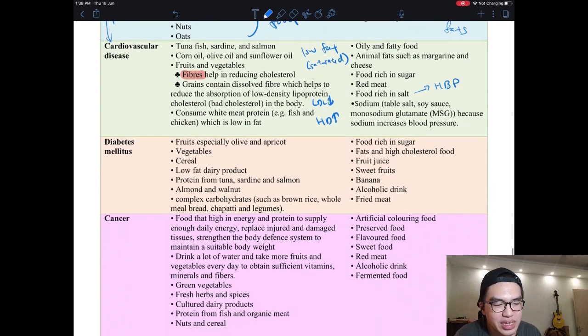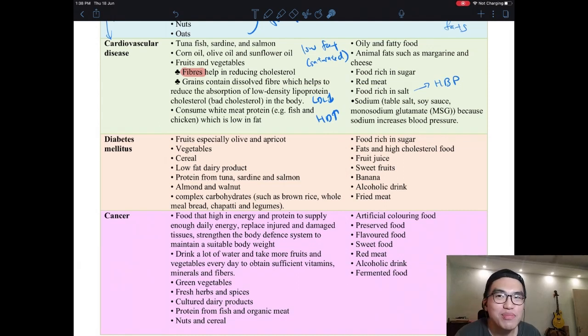All right, and then diabetes. Obviously, diabetes is because you can't produce insulin. We'll talk about it later. So what do you eat? You eat fruits, but not fruit juice. Vegetables, cereal, low-fat protein, almond, walnut, common sense stuff, complex carbs. What is complex carb? Complex carbs are carbs that are not easy to digest, like brown rice, wholemeal, chapati, legumes.